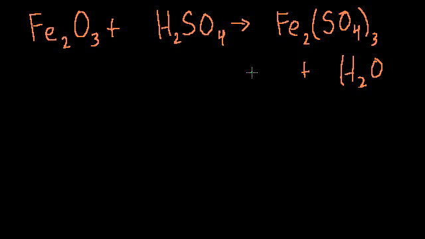So this one looks all hairy. I have this iron oxide plus sulfuric acid yields all this hairy stuff. But the key here to realize is that this sulfate group stays together, right? You have this SO4 there, and you have this SO4 there. So to really simplify things for our head, you can kind of treat that like an atom. So let's make a substitution. We'll substitute that for X.